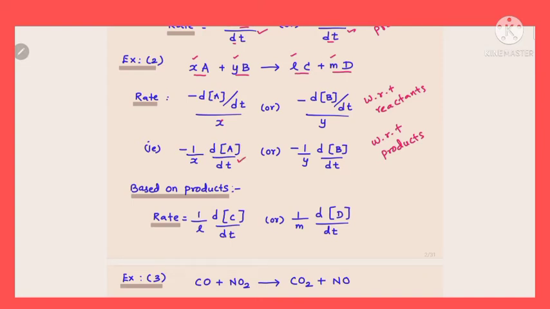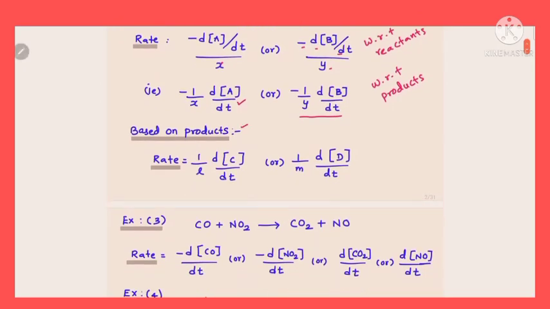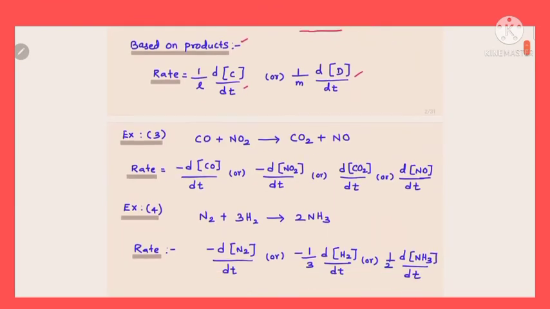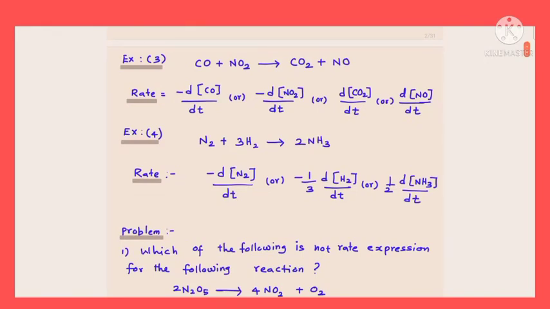Similarly, if you express the rate with respect to another reactant B, minus dB by dt divided by the number of moles Y, that can be simply written as minus 1 by Y dB by dt. Similarly, if you express the rate based on products, rate equals 1 by L dC by dt, 1 by M dD by dt. So this is how to write the rate expression for a reaction when we have a certain number of moles of reactants and products. So these are the general equations.